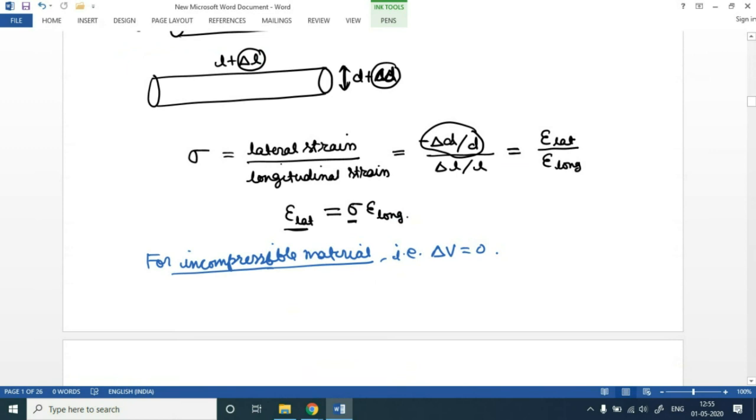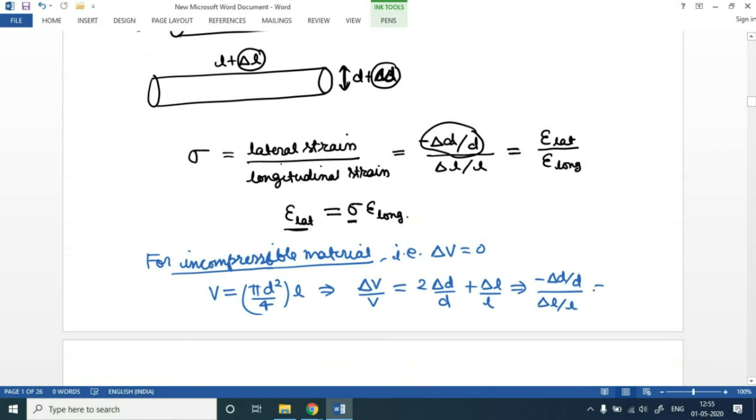So if we take a cylindrical material, the volume we can write as πd² by 4 into L. If we take the relative change, δV by V will be simply equal to 2 times δD by D plus δL by L. That simply gives us that minus δD by D upon δL by L will be equal to 1 by 2, or you can say 0.5.